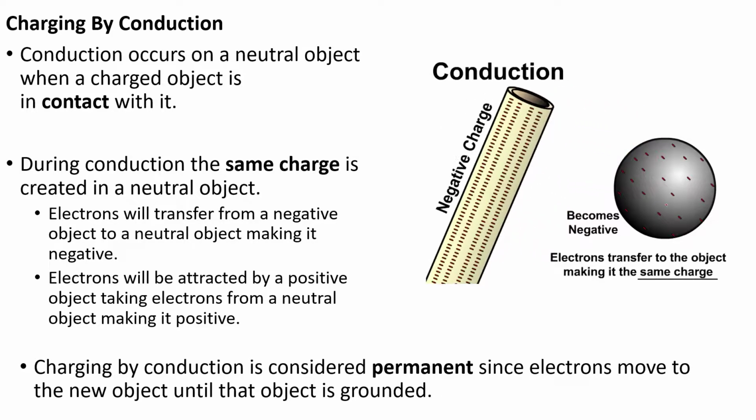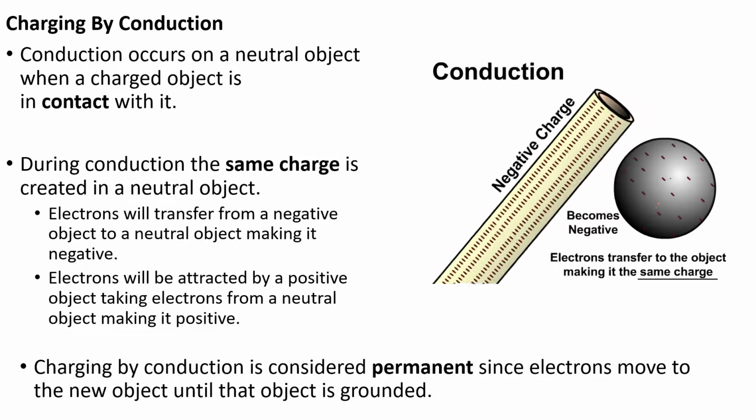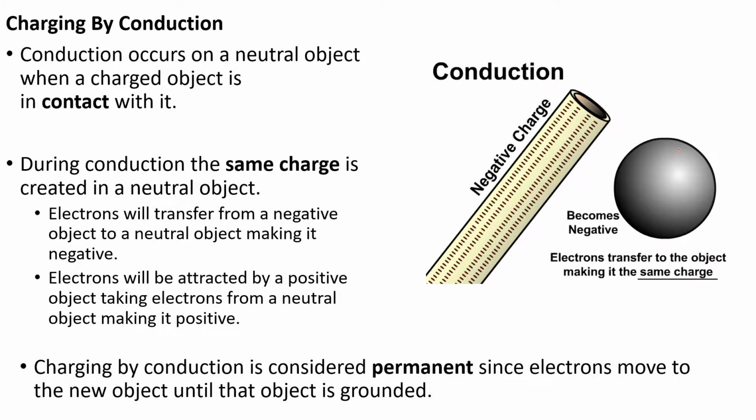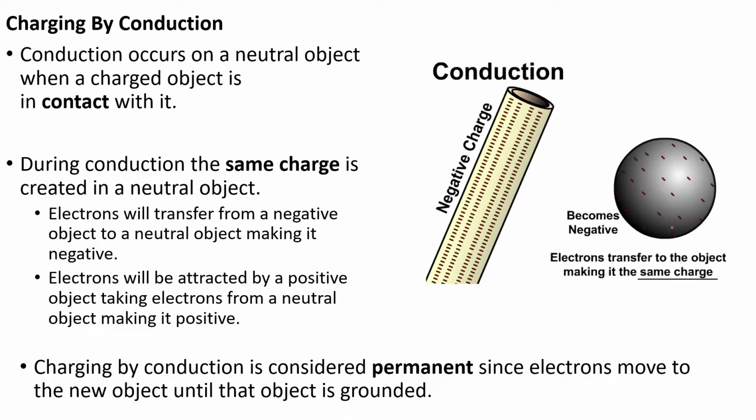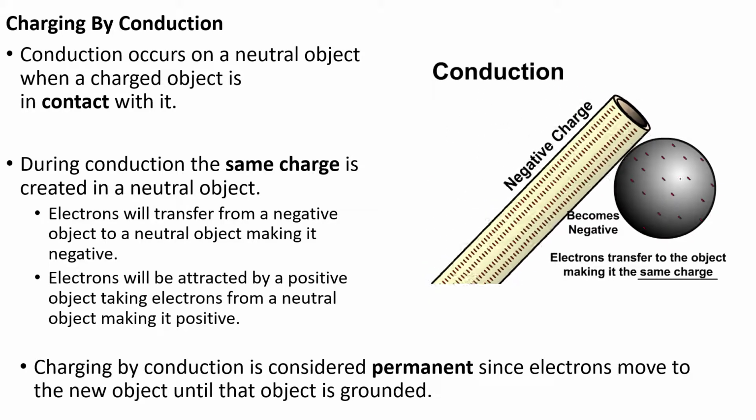So it's a more permanent thing until grounding occurs. These electrons are going to be stuck on there until something allows those electrons to leave, like being in contact with something that touches the ground. The ground is a universal acceptor or giver or taker of electrons. If something is charged and it touches the ground, it's going to suck up that charge and make the object neutral again.